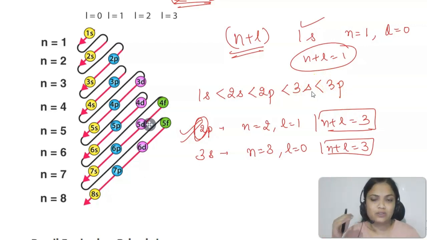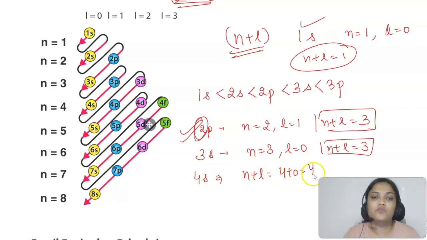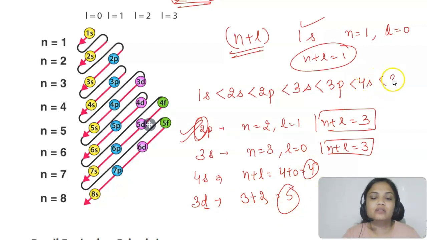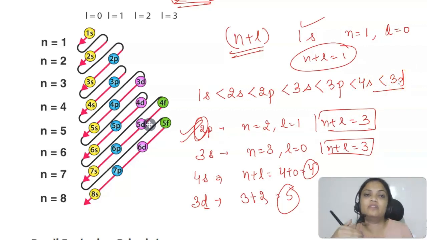Now we have 3d. Now someone will think, ma'am, 3d will come before 4s. No. Now what happens is, if I look at 4s, the value of n plus l will be 4 plus 0, which is 4. Then if I look at the 3d orbital, for 3d it's 3 plus 2, because for d, l is 2, so it's 5. Now you see that 4s will have lower energy than the 3d orbital. So if we are filling the electrons, the 4s orbital will be filled first before the 3d.